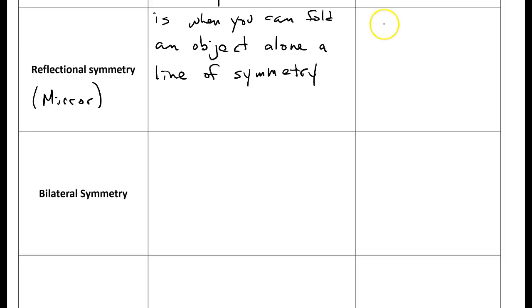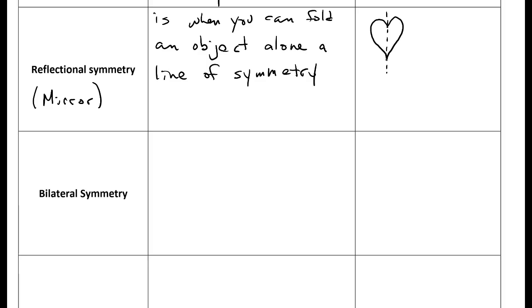So reflectional symmetry, an example may be a heart. Okay, and then that would be our line of symmetry, but this heart has reflectional symmetry because we can put that line of symmetry in the middle and the two halves are the same.